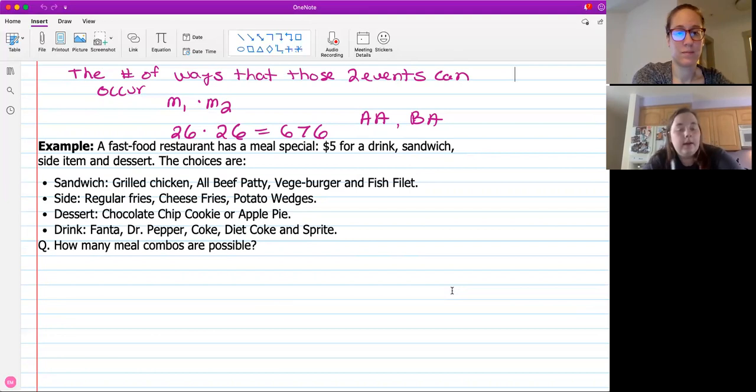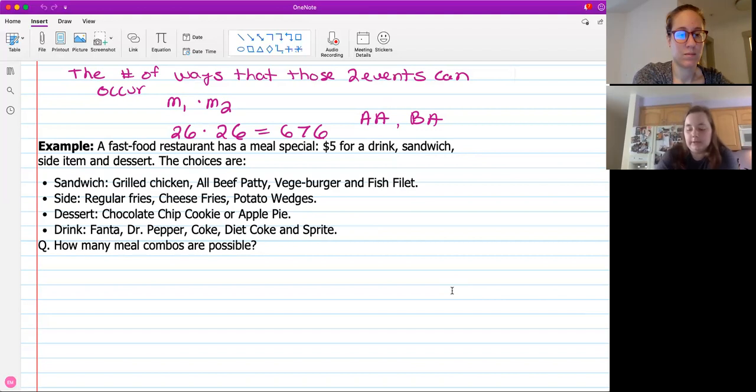So we have a fast food restaurant, and it has a meal special. So it's $5 for a drink, sandwich, side item, and dessert. So your choices for your sandwich are grilled chicken, a beef patty, a veggie burger, or a fish fillet. And then you have all these different options for your side, your dessert, and your drink. So what we're trying to answer is how many meal combinations are possible.